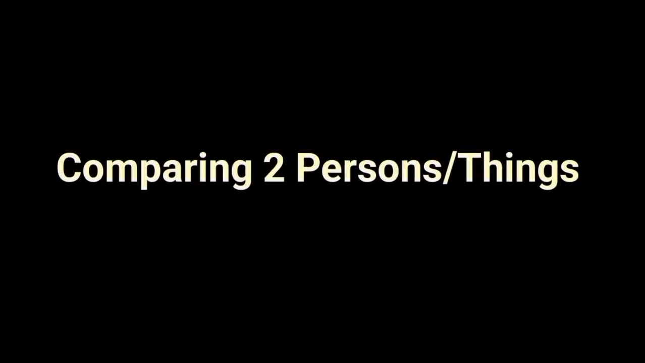Interchange of the degrees of comparison. Model number 1: comparing two persons or things. Satish is taller than Girish. Here, the quality of the two nouns, Satish and Girish, is compared. Let us check how we can interchange the degrees of comparison.